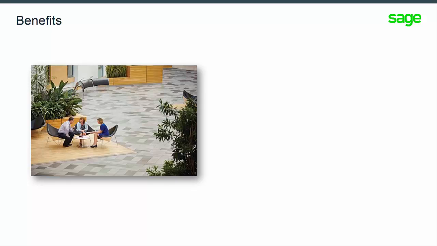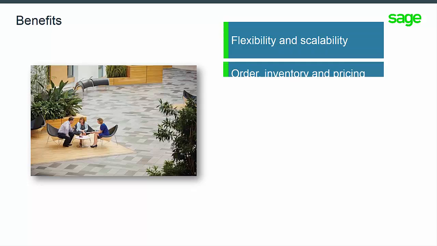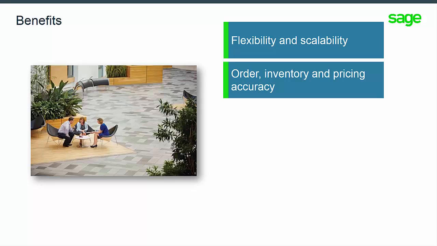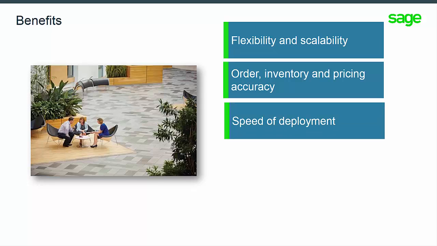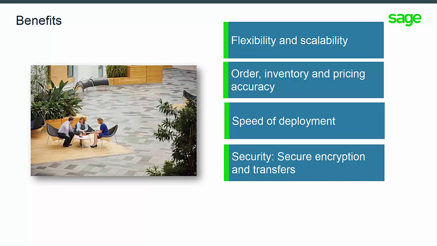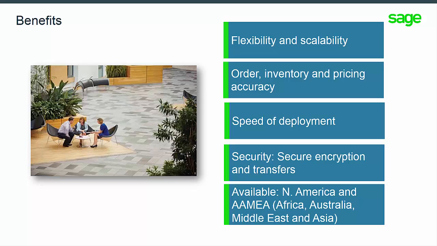Symphony eCommerce enables wholesale and distribution businesses to increase growth by providing best-of-breed cloud-based e-commerce capabilities that display and sell their products and services online, integrated with Sage X3 in real time. Benefits include flexibility and scalability, order, inventory, and pricing accuracy, speed of deployment, and security. All your data remains secure at all times using advanced encryption, with safe, reliable data transfers. It is currently available in Africa, Australia, Middle East, and Asia.